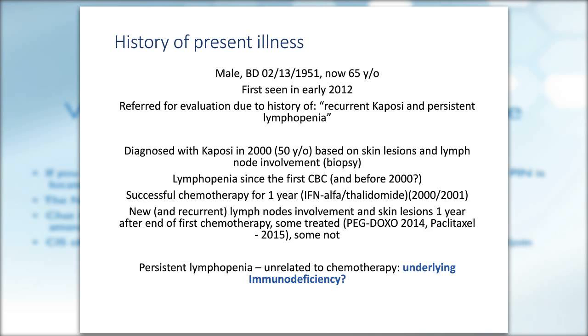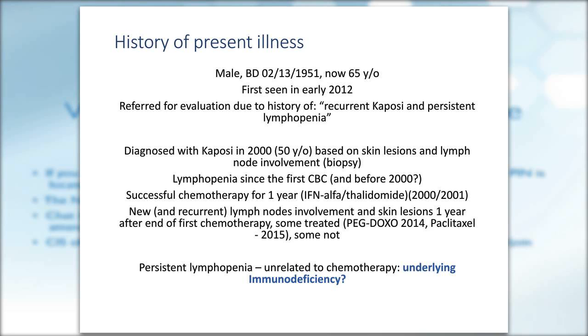The history is that in 2000, skin lesions and lymphadenopathy appeared, and the diagnosis of Kaposi sarcoma was made by biopsy. The first and only CBC before the start of treatment to which we had access already showed lymphopenia. This is very important. He was treated with alpha-interferon for 6 months, followed by thalidomide for another 6 months between 2000 and 2001 with good results.